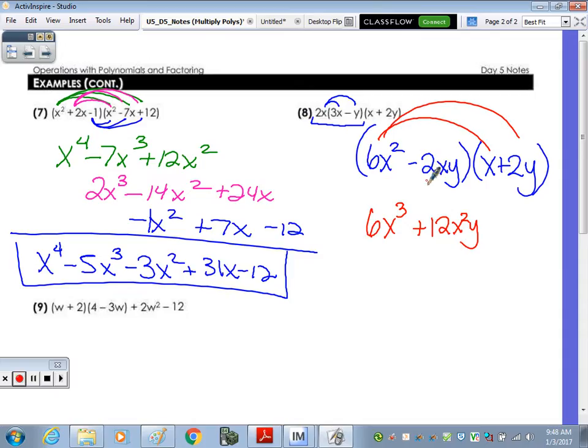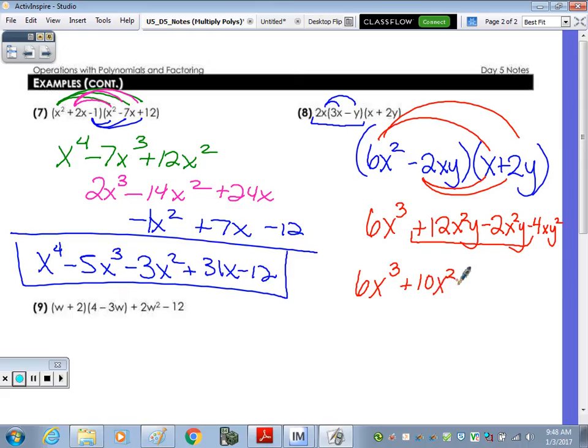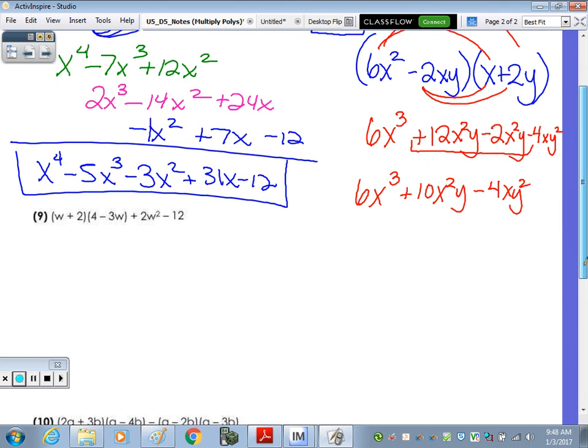And then now distributing negative 2xy times x. We can do the x times x, which becomes the x squared. So negative 2x squared y, which can be combined with that. And then to finish, I'm running out of room, it would be negative 4xy squared. It's negative 2 times positive 2. Combining like terms, there's no other x cubed, so writing 6x cubed. A positive 12 minus 2 is a positive 10, keeping the x squared y, and then minus 4x y squared.